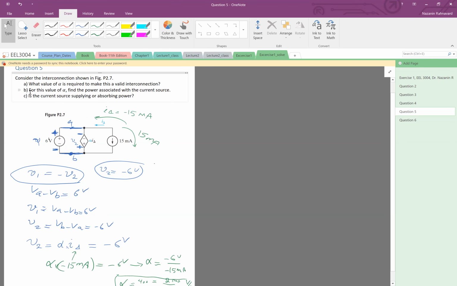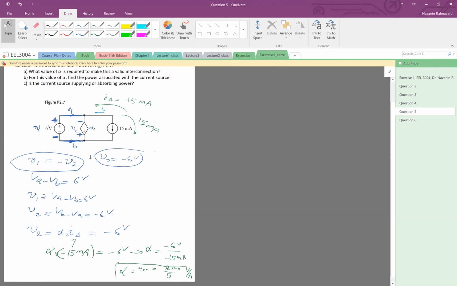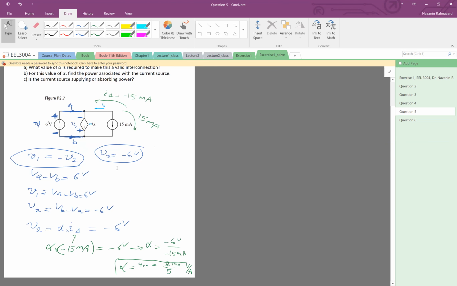Part B, for this value of alpha, find the power associated with the current source. Okay, let's do that. Let's save some space for that. Basically, we want the power for this element. If we call it element 3, I want to calculate P3.